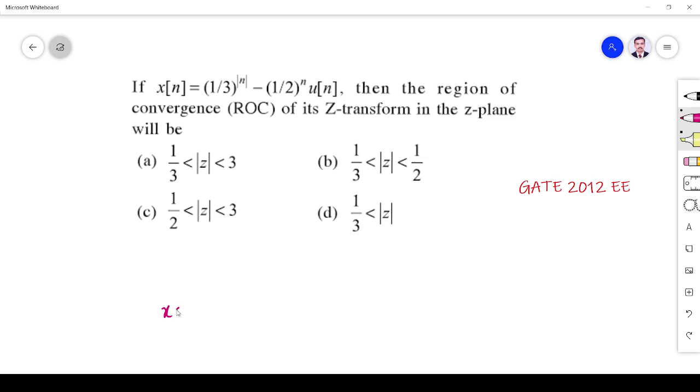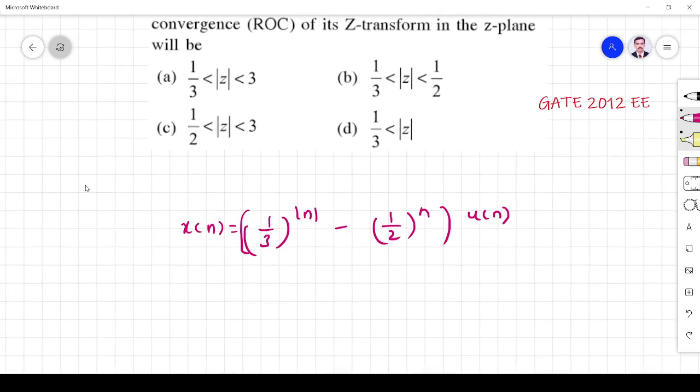So what they have given, x of n is equal to (1/3)^|n| minus (1/2)^n u of n. For this we have to find the ROC.